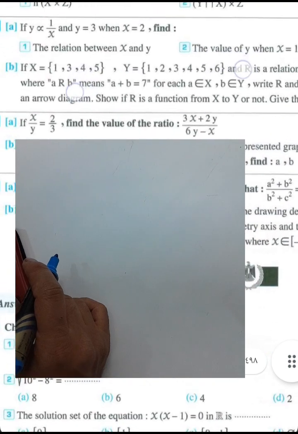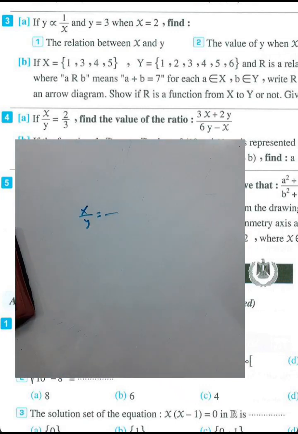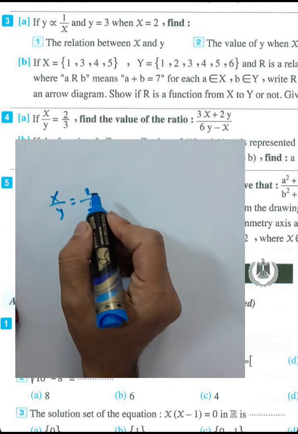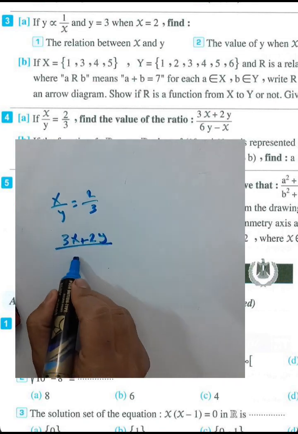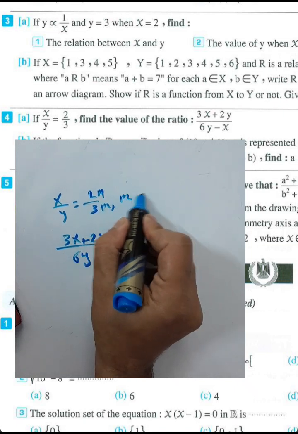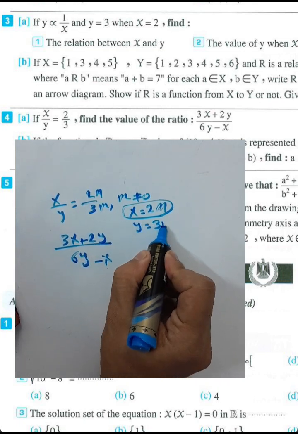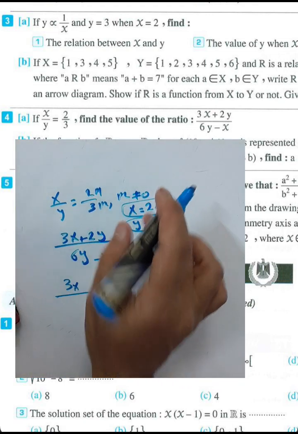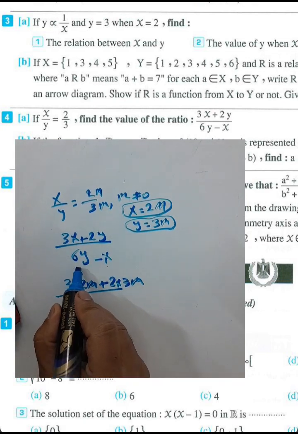Question letter E. If x over y equals 2 over 3, find the value of this expression: 3x plus 2y over 6y minus x. We can put here m, and m not equal 0. Then x will be equal to 2m and y equal 3m.